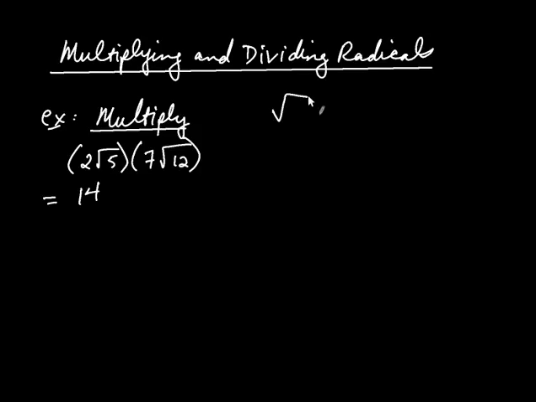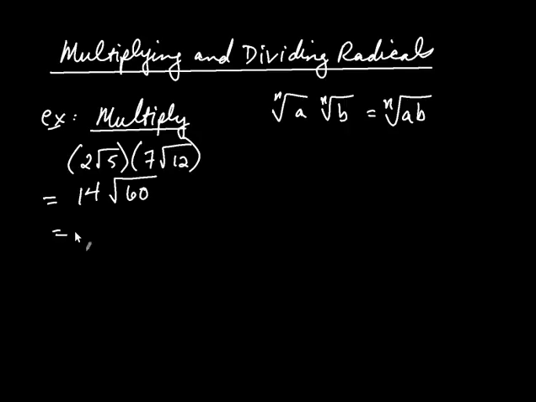Remember that the nth root of a multiplied by the nth root of b, because the indices are the same, is the nth root of a multiplied by b. So you can multiply the radicands together when the indices are the same. So the square root of 5 times the square root of 12 is the square root of 60.